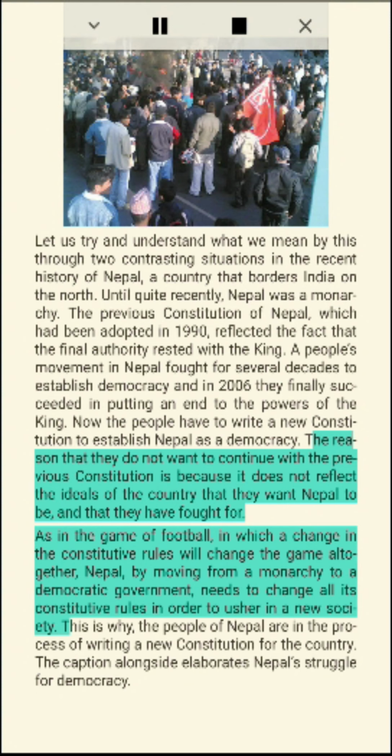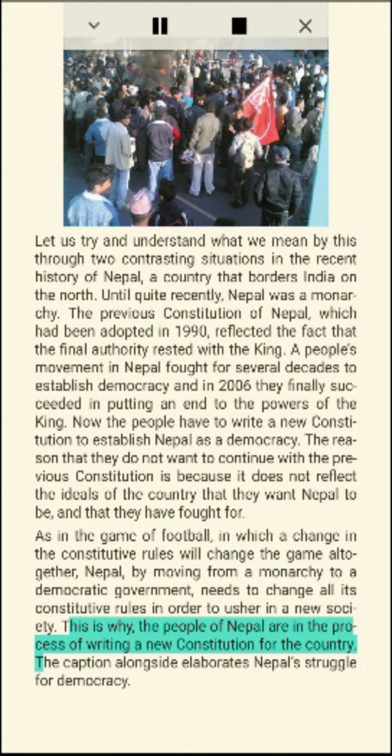The reason that they do not want to continue with the previous constitution is because it does not reflect the ideals of the country that they want Nepal to be, and that they have fought for, as in the game of football, in which a change in the constitutive rules will change the game altogether. Nepal, by moving from a monarchy to a democratic government, needs to change all its constitutive rules. This is why the people of Nepal are in the process of writing a new constitution for the country. The caption alongside elaborates Nepal's struggle for democracy.